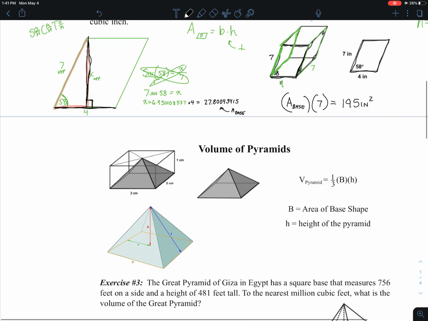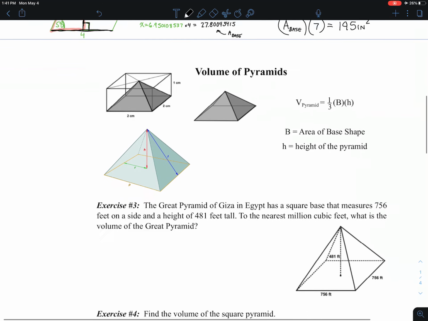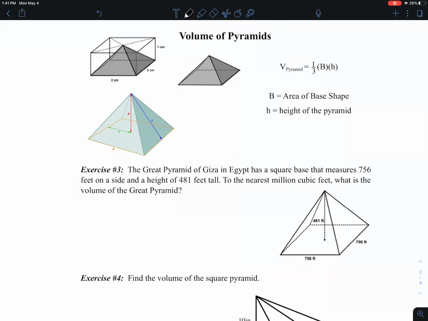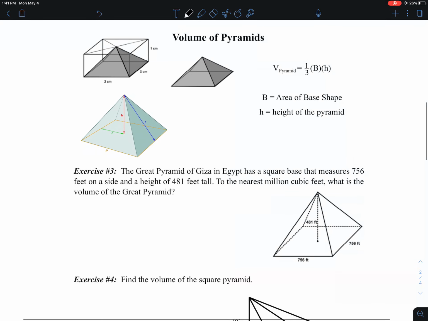All right? So let's continue on here. We are now going to move on to pyramids. So we're going to talk a little bit about pyramids. A pyramid is almost like a prism, but it's pointy. So it has one base, and the vertical lines that go up, instead of meeting an identical base at the top, they come to a point, kind of like in this problem here.